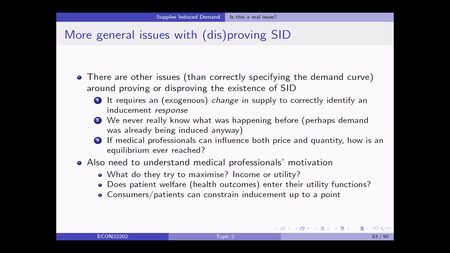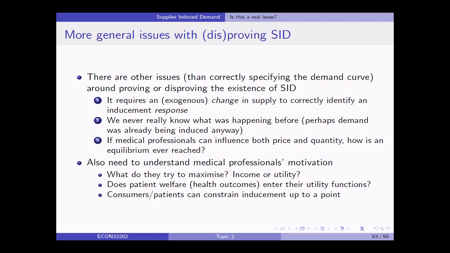And then a more philosophical question is that economics basically is based on this concept of markets and people trading goods and services. You've got a supplier and a consumer. If one person can influence both sides of that demand-supply relationship, how is an equilibrium ever reached? There is no trade, there is no bartering, there's no arguments. It's the same person, so they can't really exist. And again, linking back to motivations, are we really suggesting that all physicians are interested in is money? They don't care about their patients' utility, their patients' health.